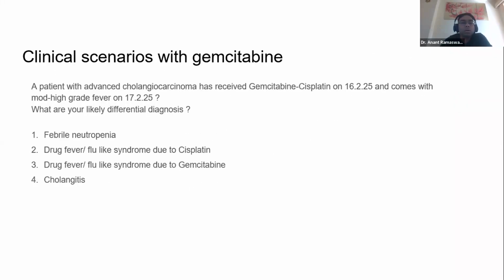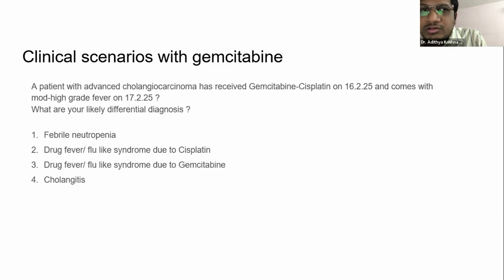Yeah. So, Dr. Hemalatha, this is the scenario given to you. A patient received gemcitabine cisplatin on 16th of February, and next day he comes with fever. What do you think your diagnosis is, and how will you proceed? Sir, option 3 and 4. Okay, so 3 and 4 is what you think, correct? Okay. Dr. Adithya, what do you think?